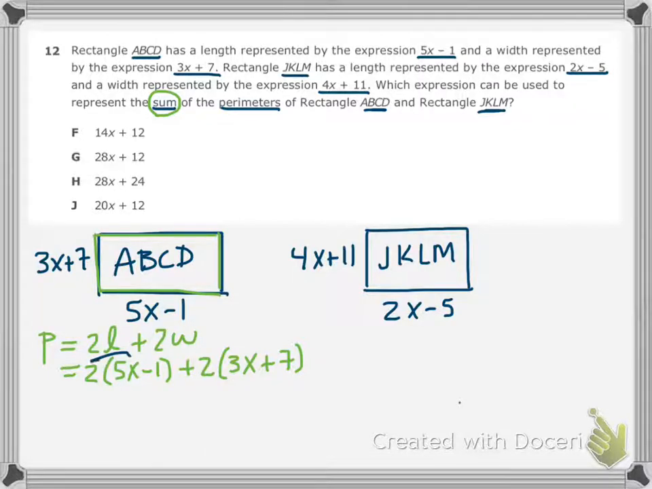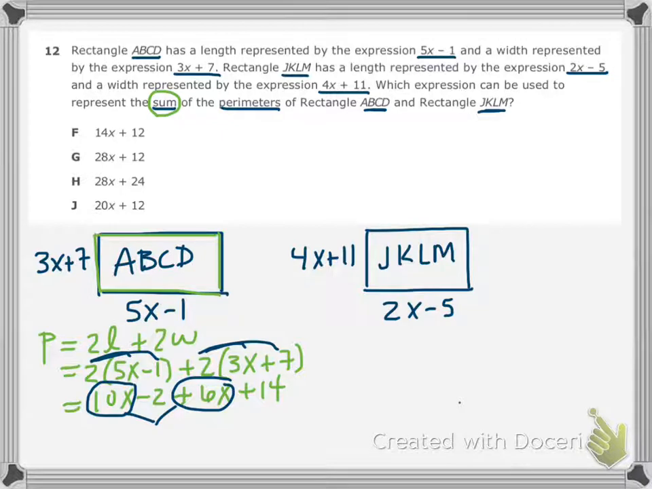Okay, so we're going to distribute the 2 first here and here. So 2 times 5x is 10x. 2 times negative 1 is negative 2. Plus 2 times 3x is 6x. 2 times 7 is positive 14. Okay, so now we're going to combine our like terms. I've got a 10x and a 6x. Those combine to make 16x. I also have a minus 2 and a positive 14. Those will combine to make a positive 12. So this is the perimeter of ABCD.